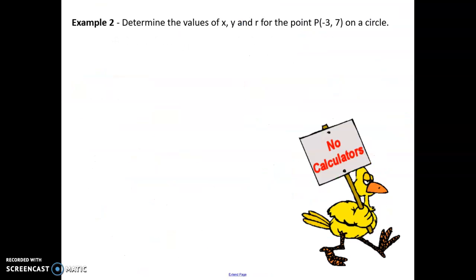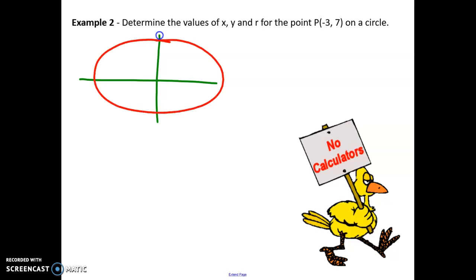Okay, so let's look here. We have a point that's at minus 3 and 7. So first of all, let's figure out where the point is. It's on a circle. Minus 3 is an x value, so somewhere over here. And then 7 is somewhere up here as a y value. So your point would be somewhere over here on the circle. Okay, on the circle, not off.